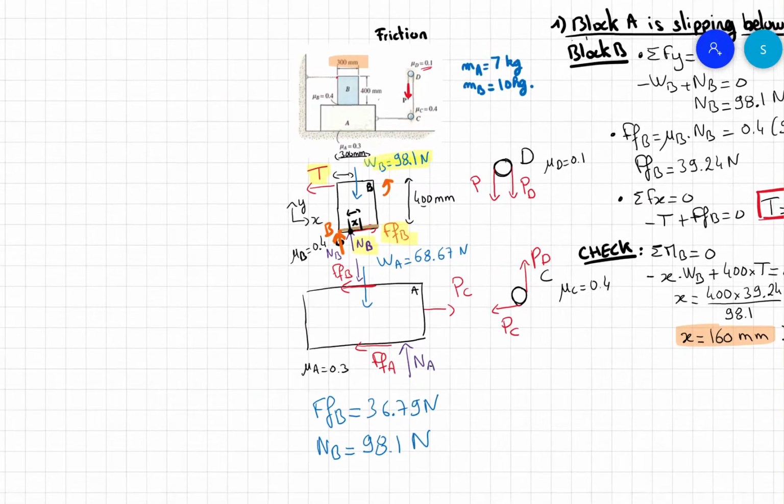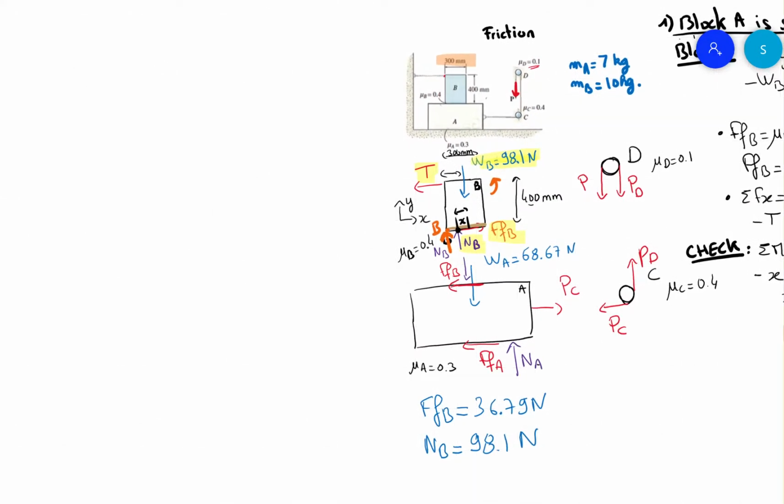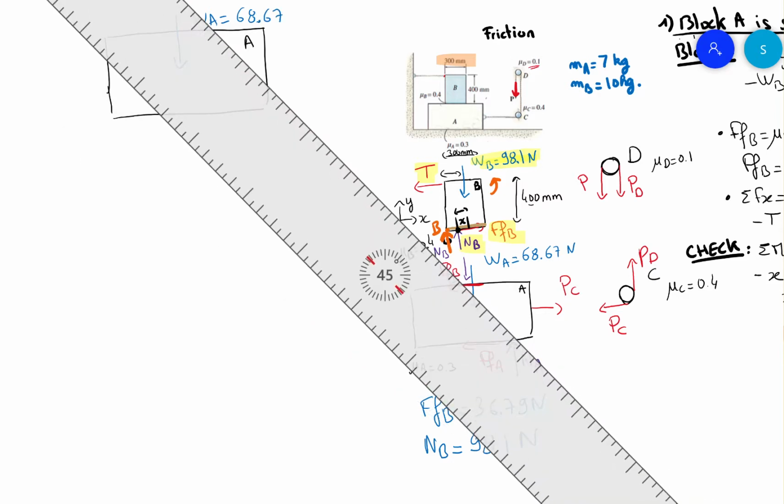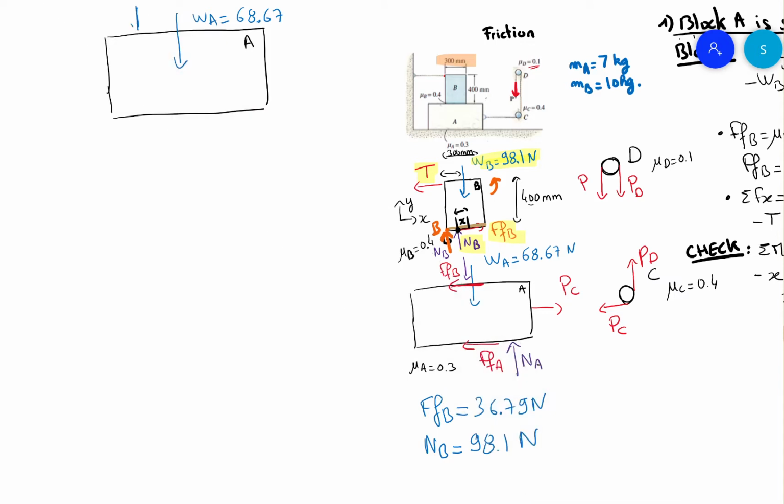Okay, so now we will use the free body diagram at A, but we have some new information. So let me read you the free body diagram at A. We know that WA is equal to 68.67. We know that NB is just on this side, just on the corner, and NB is equal to 98.1.